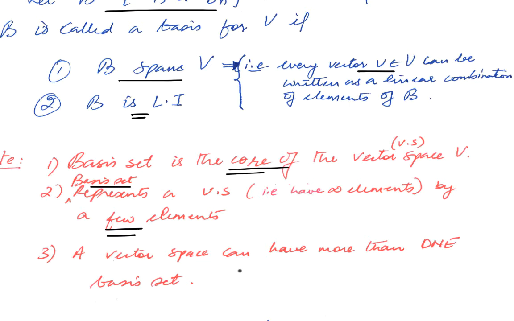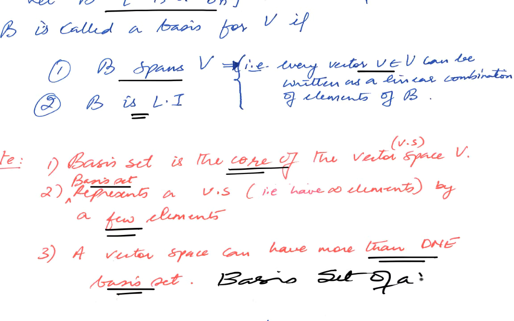And one more important thing, that you can have more than one basis set. In other words, the basis set of a vector space V is not unique. This is a very important fact, because if I can have more than one basis set, that means it's not a unique thing for a vector space.